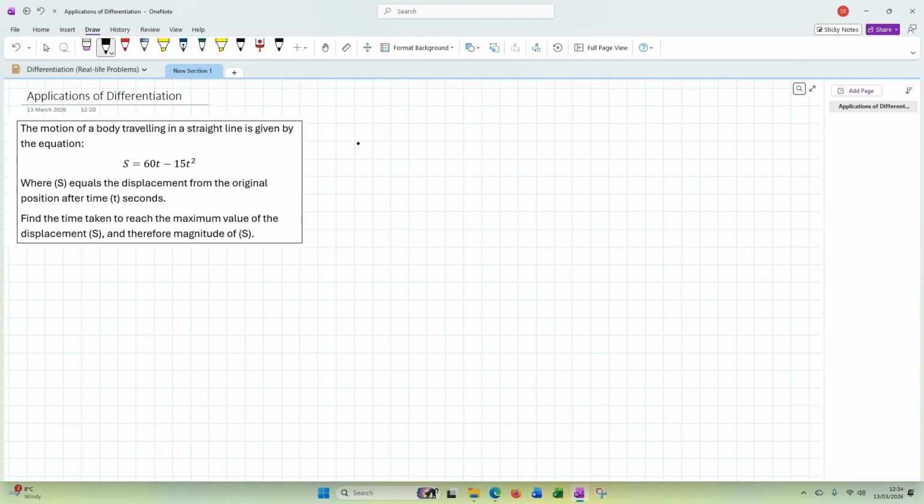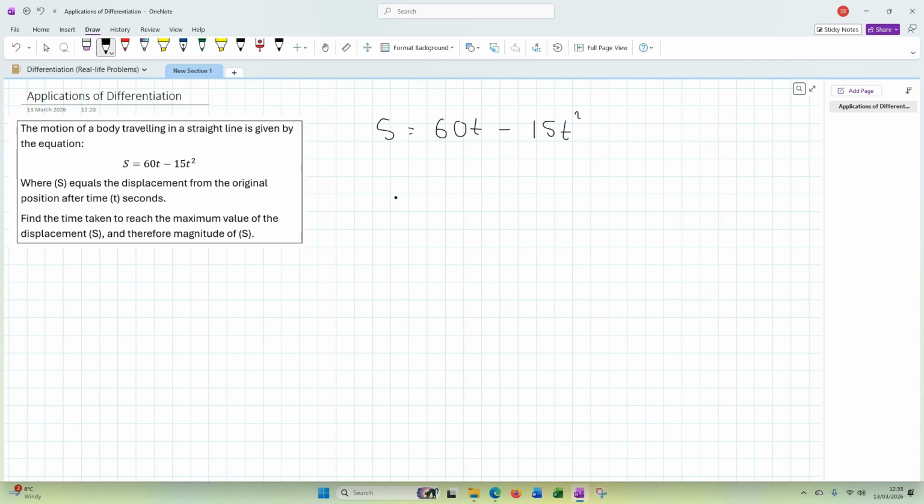So, the question is, the motion of a body travelling in a straight line is given by the equation s equals 60t minus 15t squared, where s equals the displacement from the original position after time t seconds. Find the time taken to reach the maximum displacement s and therefore the magnitude of s. So, let's write out the equation. s equals 60t minus 15t squared.